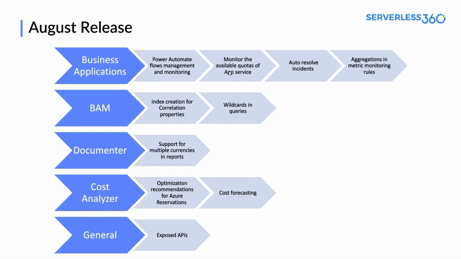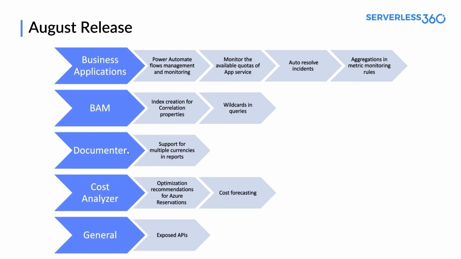Then we have monitoring of available quotas, where in addition to the monitoring capabilities we provide for web apps and function apps, it is now possible to monitor them based on quotas. Then we have the auto-resolve incidents feature, where we are reducing manual intervention in incidents by automatically resolving them when the business application turns from unhealthy to healthy state. Lastly, within Business Applications, we now allow users to choose the aggregation type for the metrics monitoring rules. Then when it comes to BAM, we have the index creation option for improving the performance of properties using correlation checkpoints. And next, we now support wildcards in queries and exception monitoring configuration.